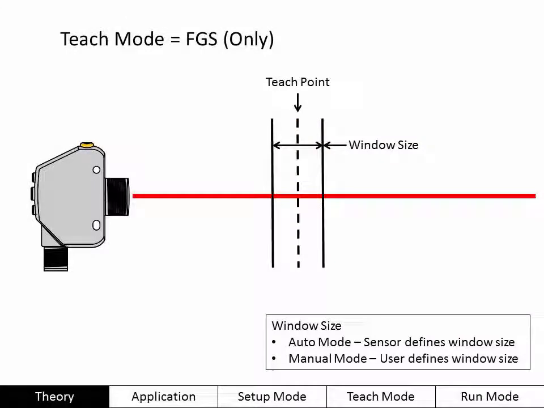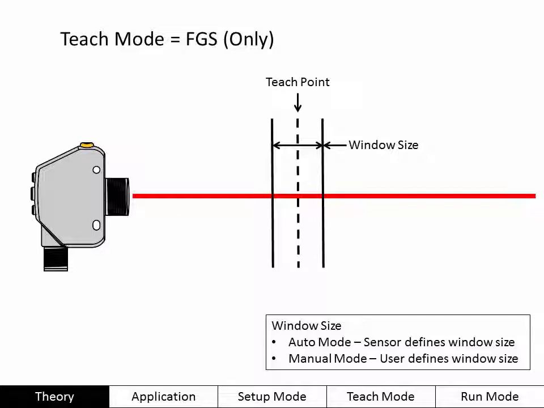The Q4X stainless steel sensor with dual discrete outputs now has a fixed window size feature available when in foreground suppression teach mode. Foreground suppression mode creates a window around a taught condition, and the window size is configured by the sensor automatically. The Q4X now allows for a user-defined window to be used.